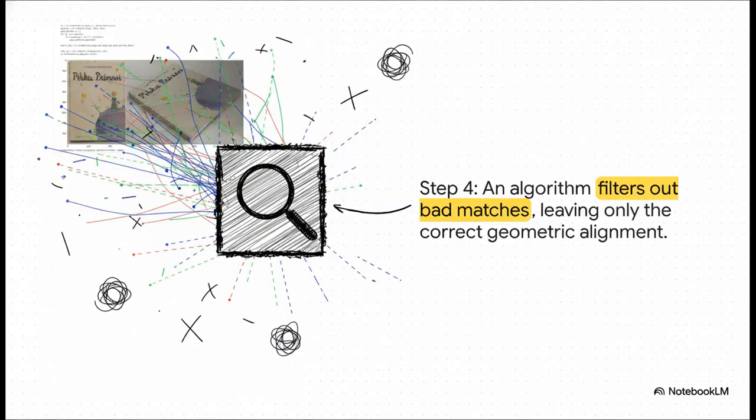And this is where the magic happens. Step 4, a really clever filtering algorithm comes in and looks at this total mess. And it basically says, hang on a second. If these images are of the same thing, then all the correct matches should have a consistent geometric pattern. So it figures out what that main pattern is, and it just throws away every single match that doesn't fit. And bam, just like that, you're left with this beautiful, clean set of perfect connections. The two images are now perfectly aligned. It is so satisfying to watch.